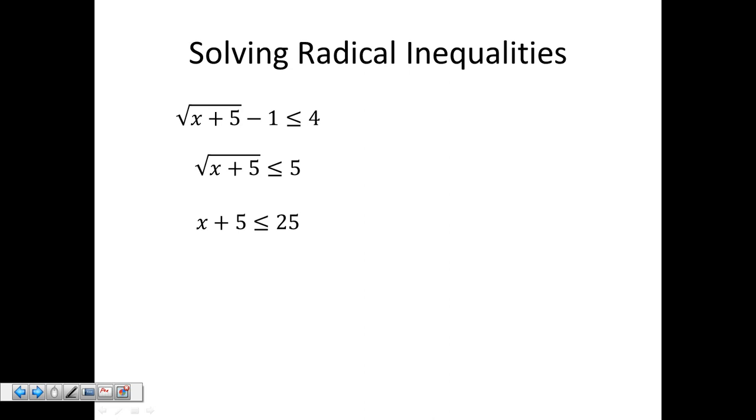I'm going to go ahead and finish off solving this, and I get x is less than or equal to 20. Now, that's great, but that's not the whole story. Remember, we're trying to take a square root here, which means that that stuff under the square root needs to be greater than or equal to 0. So when I solve that, I have x is greater than or equal to negative 5.